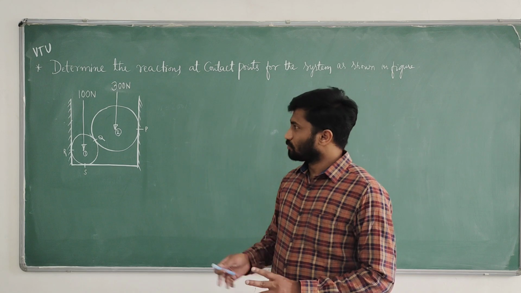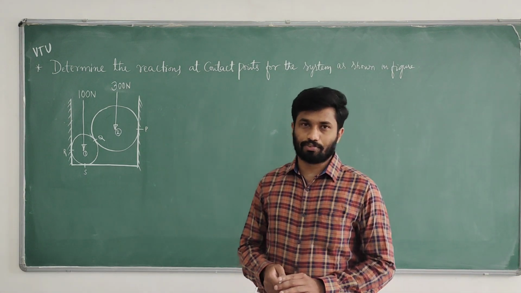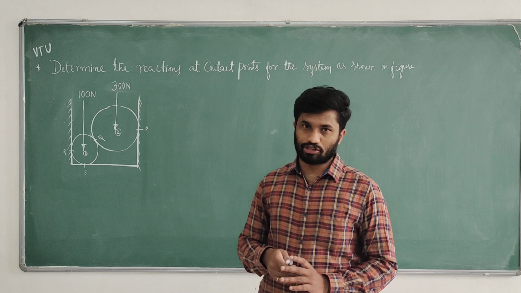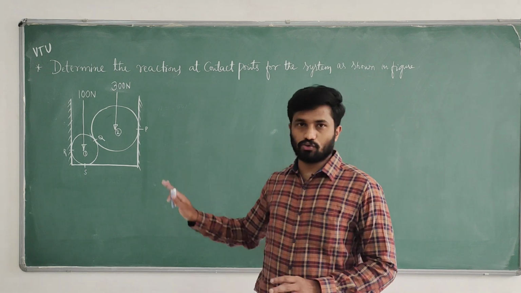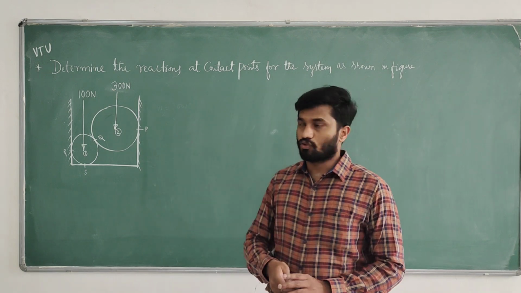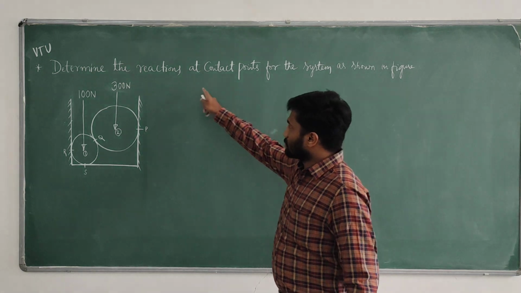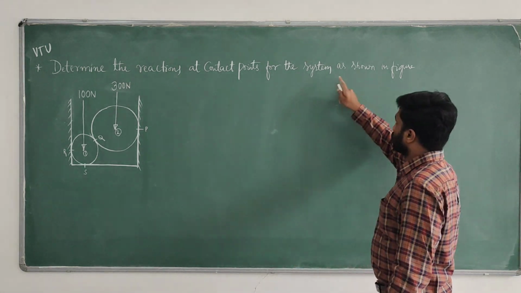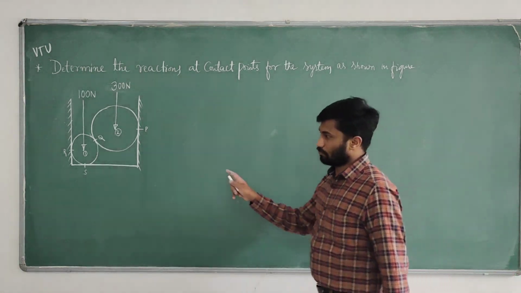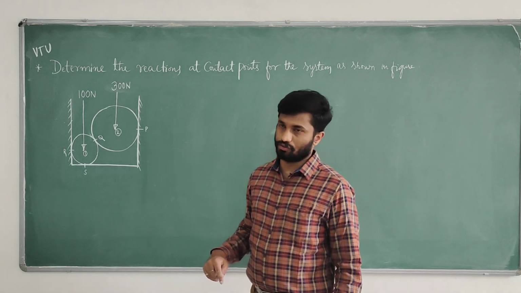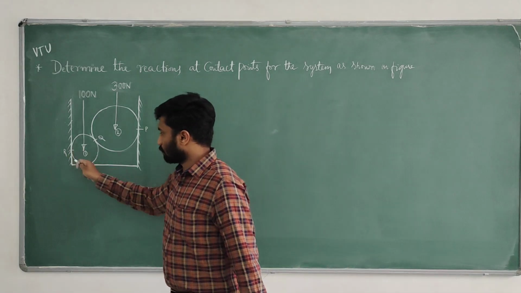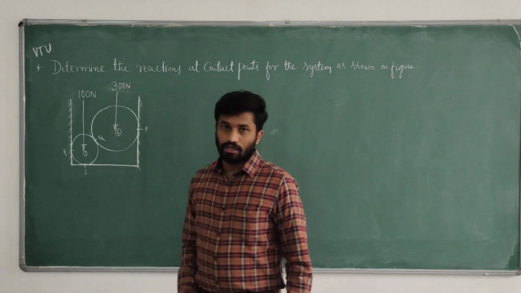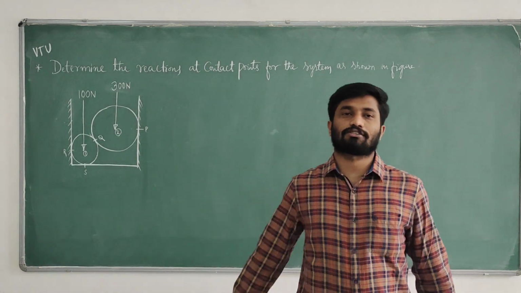Hello students. This is also a very important problem as per LBTU examination. It's on a two-sphere cylindrical system. In this problem, determine the reactions at contact surfaces for the system shown in figure. First identify the number of contact surfaces. Here we have one contact surface, 2, 3, 4. Here also we have 4 contact surfaces.